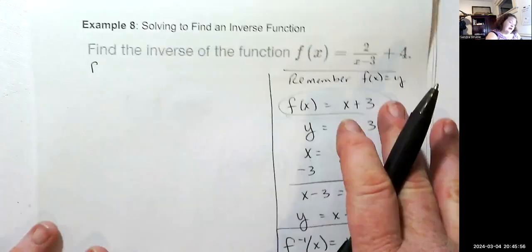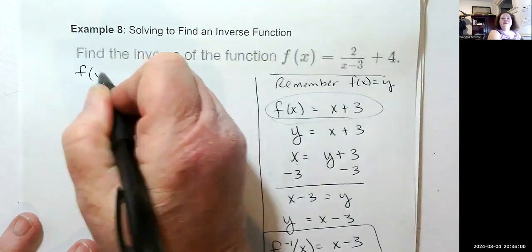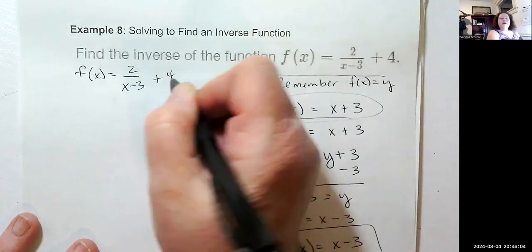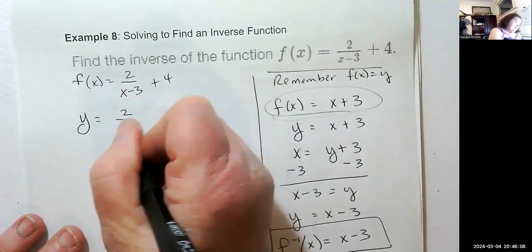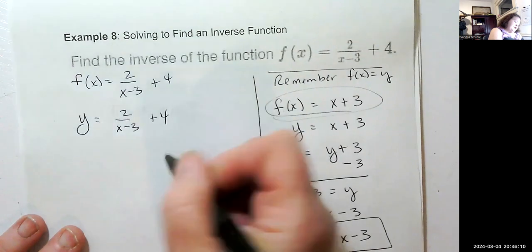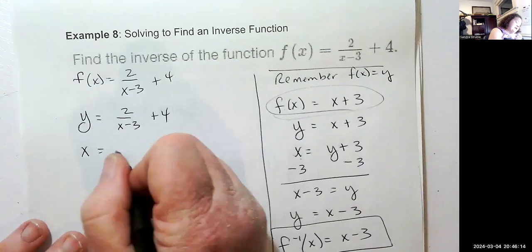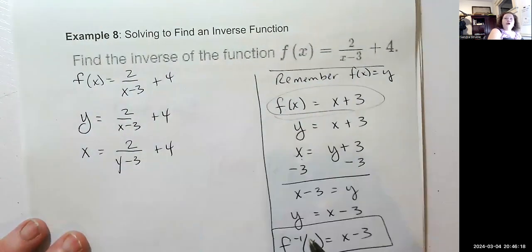Let's go back and do the one that I actually provided you. F of x is 2 divided by (x minus 3) plus 4. To find the inverse, I'm going to replace f of x with y. Now I'm going to switch places. X is now becoming y, and y is becoming x. And now I'm going to solve for y.